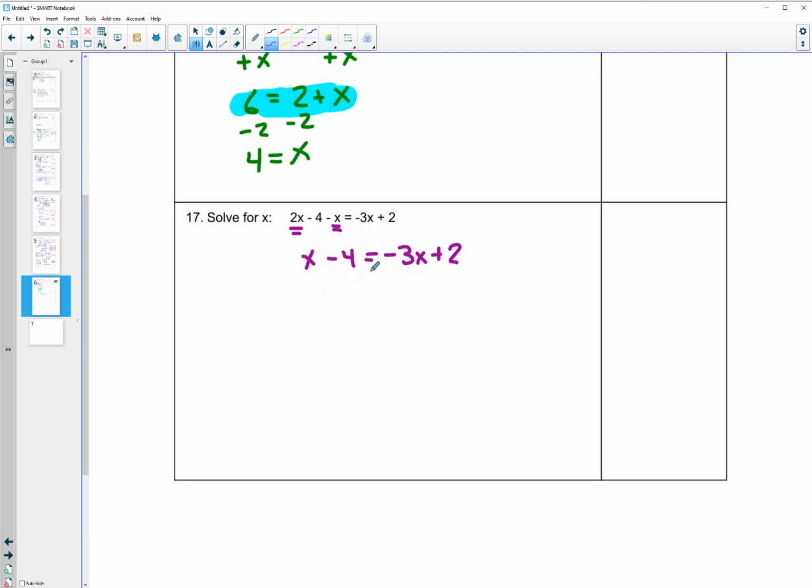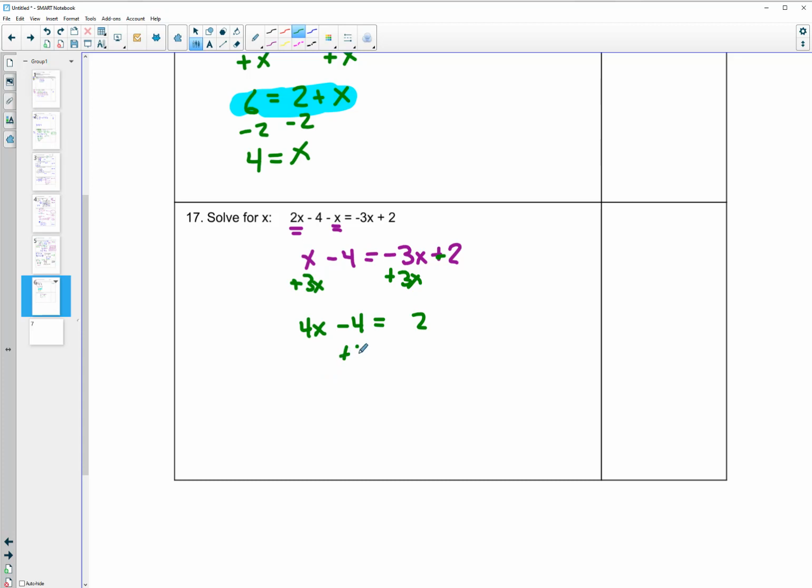Okay, now I need to get the x terms together. I see this one's negative, so I want to get rid of that one. So I'm going to add 3x, the inverse of subtracting 3x. I'm going to add 3x to both sides. And I'm going to get 4x minus 4 equals plus 2. You don't need the plus, of course, right? The plus is here. I don't want to confuse you, but it's just equal to 2.